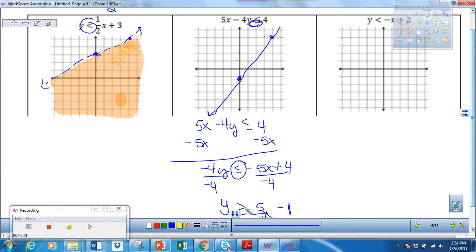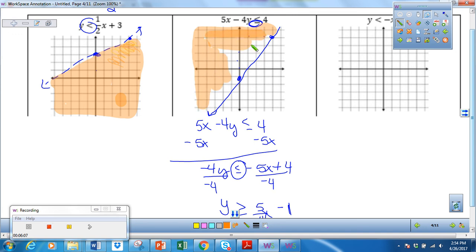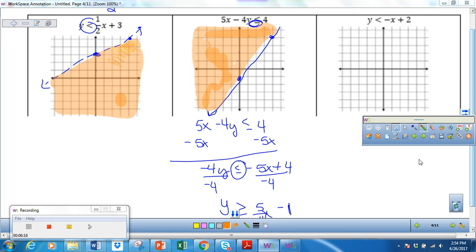So recall down here we flipped it so it was greater than or equal to, so I have to now shade above that line. So everything above this line is now my solution. Everything above that line is my solution. Okay? I'm going to do this next one with you.